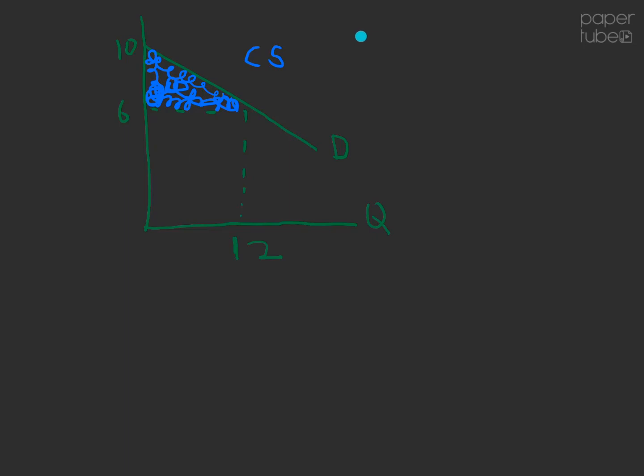So the consumer surplus is equal to 1/2 of the base times the height. And the base is going to be our quantity of 12. And the height is going to be the difference between these two prices. So the difference between 6 and 10 is 4. So 1/2 of 12 times 4. Well, 1/2 of 12 is 6, and 6 times 4 is 24. So that is our consumer surplus, and that is the value that our consumers get for participating in this market.